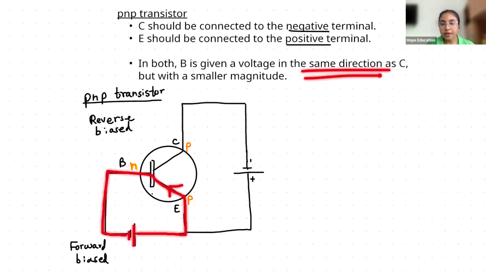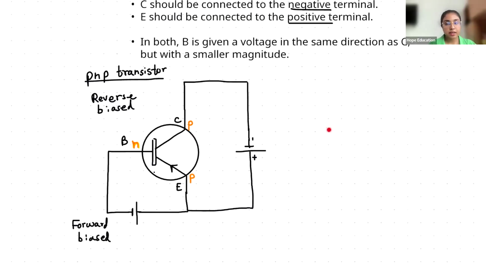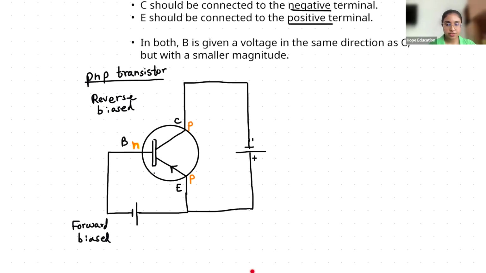But this voltage is lower than this voltage. The voltages are different. Excuse me. The voltages are different. Is that clear? Is it clear, children? Give me a thumbs up if it's clear. If it's not, you can ask me questions.